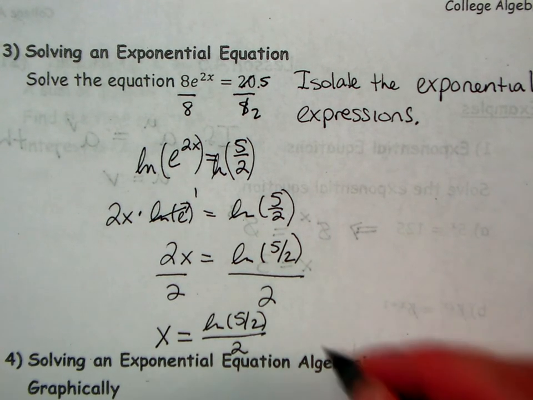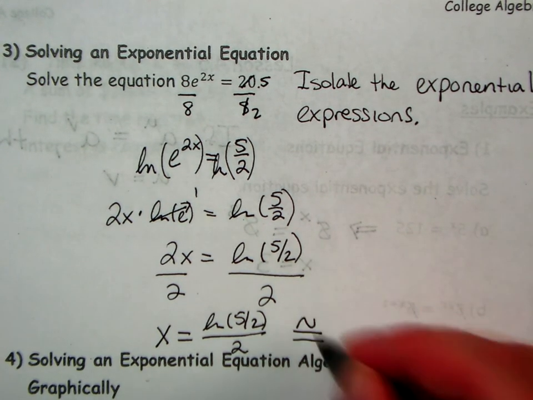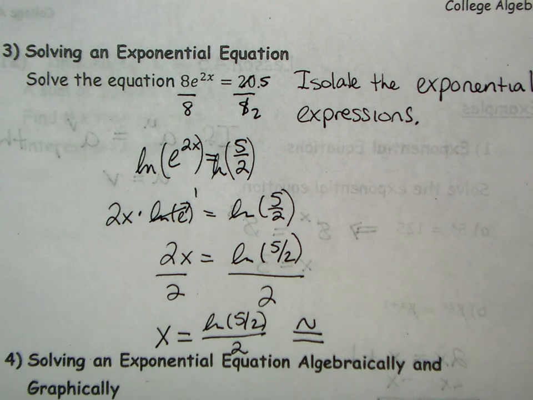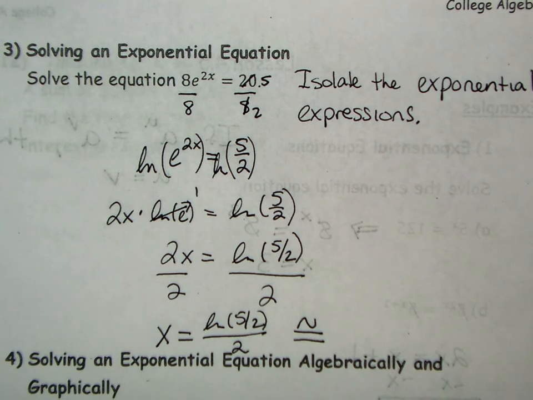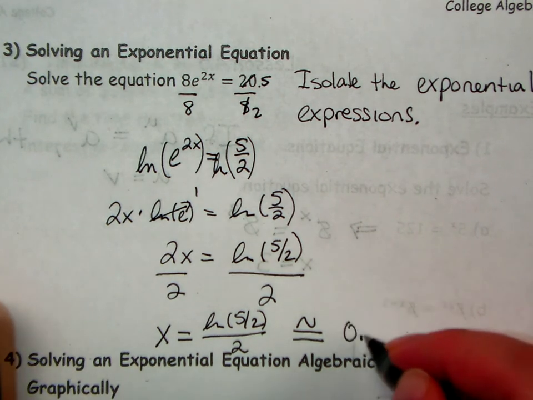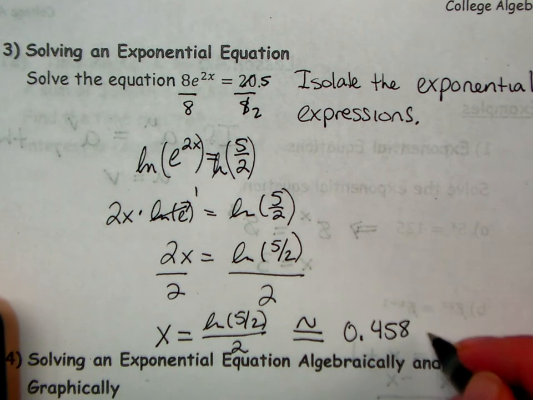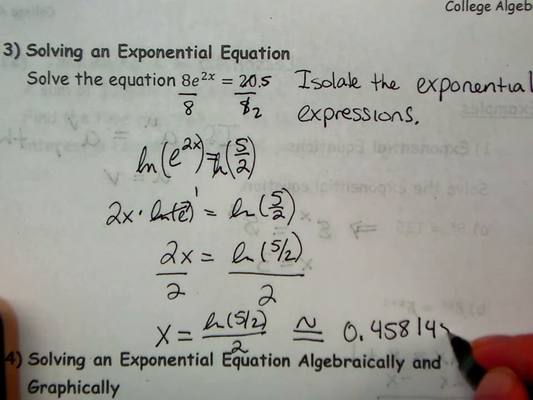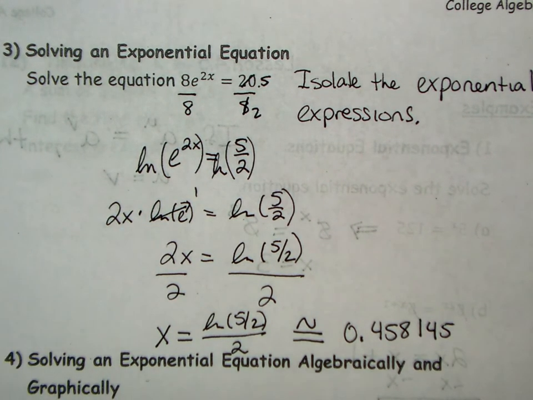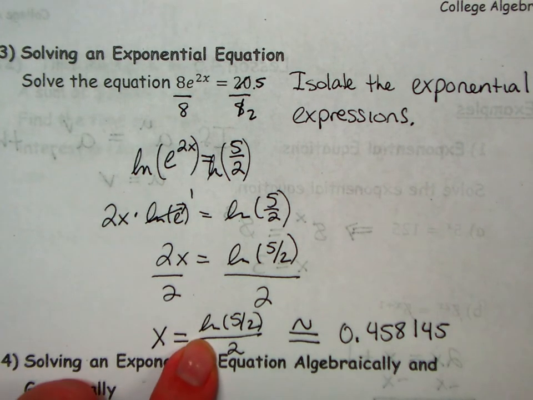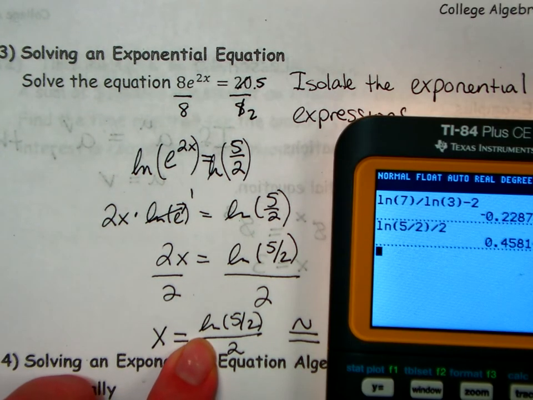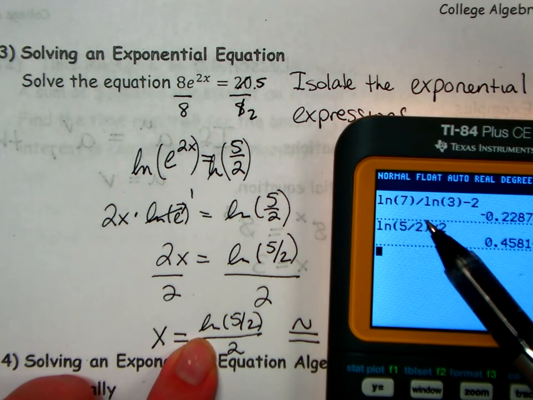All right? Now if you wanted to find the decimal approximation for that, let me go ahead and plug it in so that you can make sure you know how to plug it into your calculator. All right, I got 0.458145. Okay, so when you plug ln of 5 halves divided by 2 in the calculator, make sure you are closing the parentheses after the 5 halves and then dividing by 2.